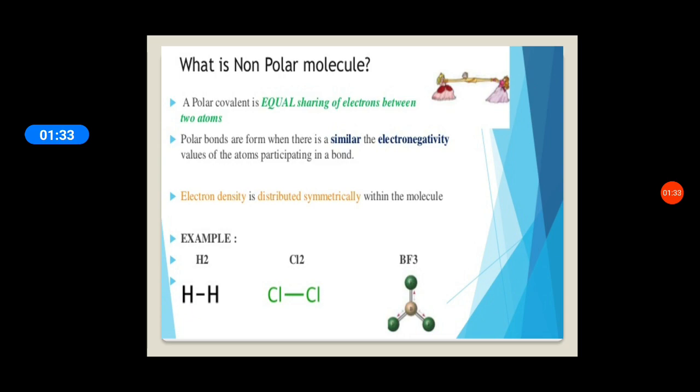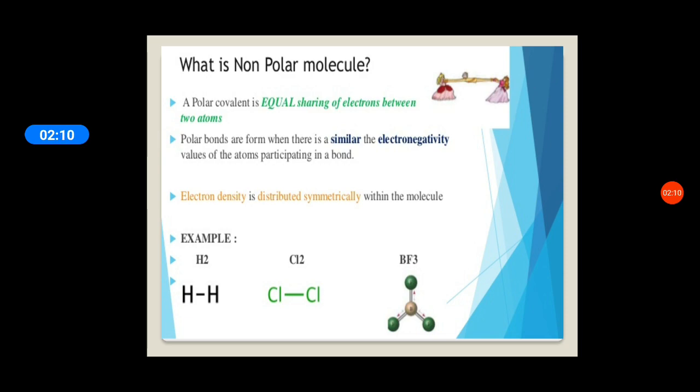So first let us see the covalent bond, and among that the polar and non-polar covalent bonds or polar and non-polar molecules. The covalent bond is formed by sharing of electrons between the atoms. For one covalent bond, two electrons are shared. So each atom will share one electron and form a covalent bond.